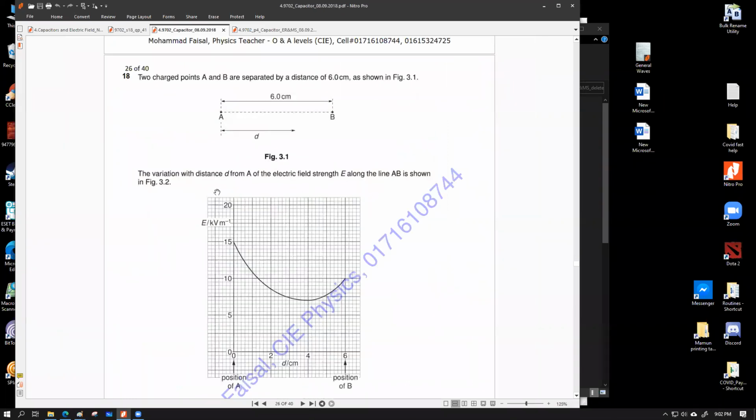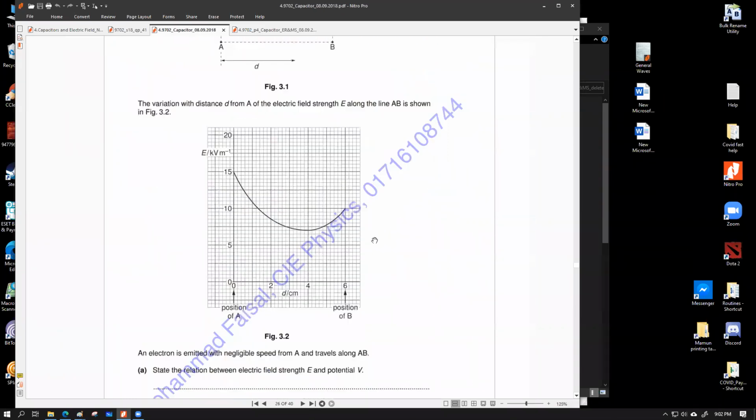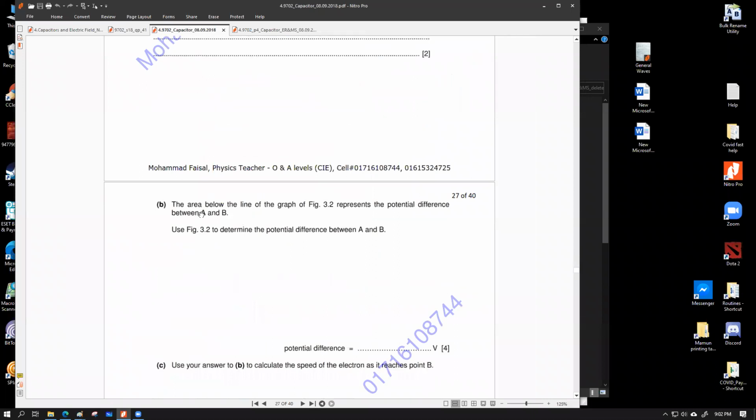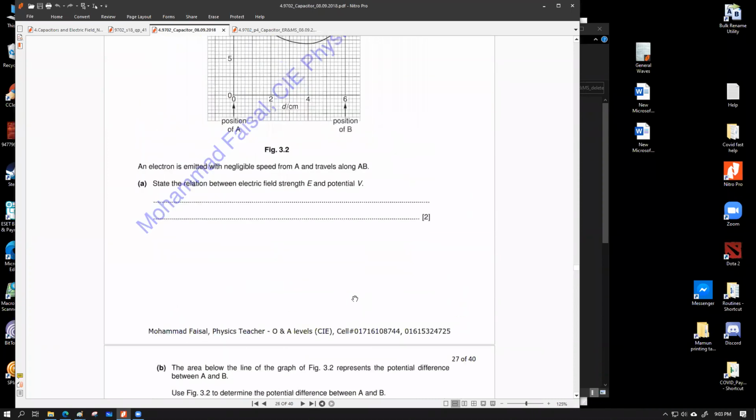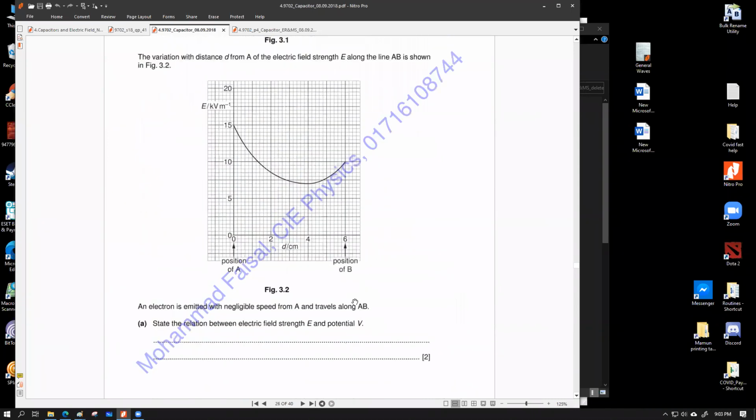Let's look at the next question. The variation with distance d from A of the electric field is given. Our further question says the area below the line of the graph AB of figure 3.2 represents the potential gradient between A and B. Use figure 3.2 to determine the potential difference of A and B. So what I want you to understand is that the whole concept of square counting is never going to leave you.